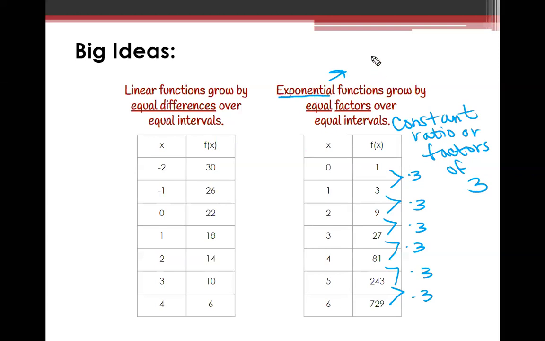Exponential. So put exponential, and that's either multiplying or dividing by a constant factor. That makes sense? So linear, you are adding or subtracting. Exponential, you are multiplying or dividing. Awesome.